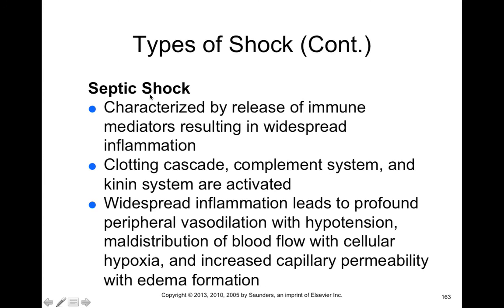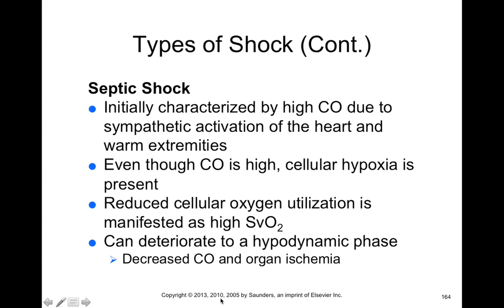Now, septic shock is characterized by the release of these immune mediators, like we talked about, that result in widespread inflammation. But remember, one of the components of inflammation was vasodilation. So we see activation of the clotting cascade, complement, and the kinin system, but this widespread inflammation leads to profound peripheral vasodilation, which leads to hypotension and therefore maldistribution of blood flow. And that can lead to cell hypoxia and possibly even edema formation in peripheral tissues.